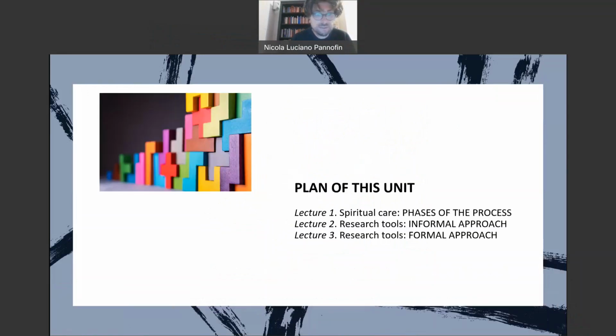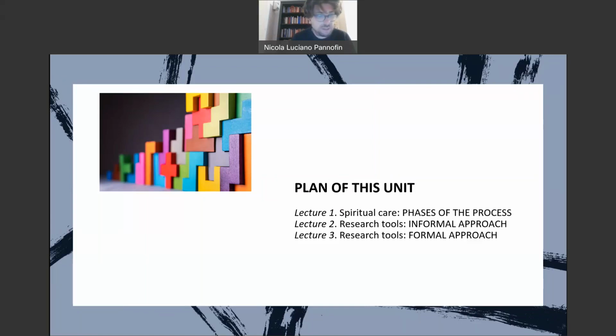Like all other units, this one is divided into 3 lectures. As you can see, in the first lecture, we'll deal with the phases of the spiritual care process by which nurses establish a therapeutic relationship with the patient. In the following lecture, we'll focus on the first phase of the spiritual care process, the assessment, where the tools for collecting spiritual histories are used.